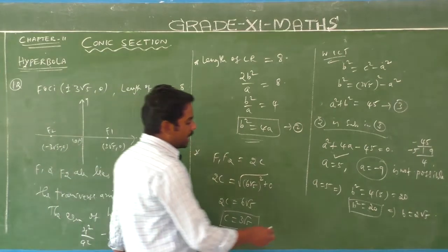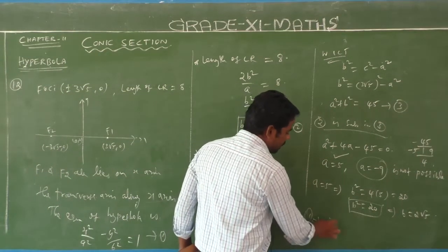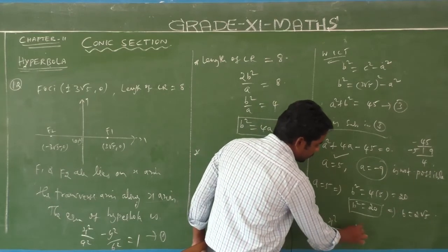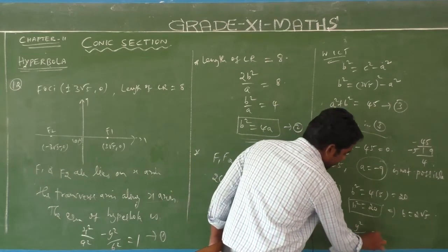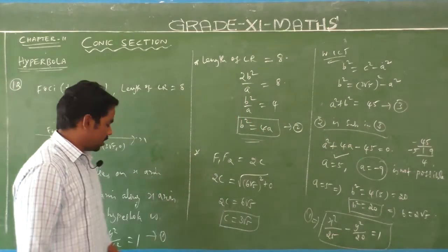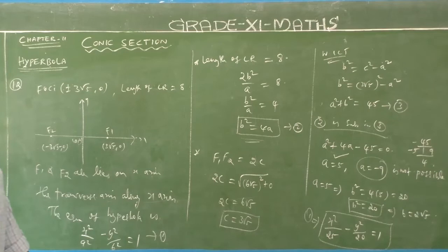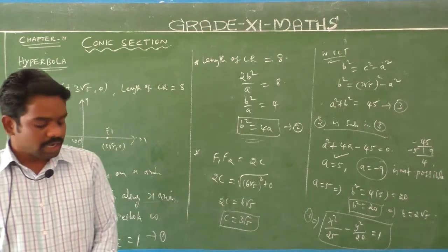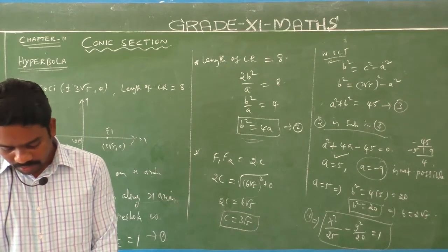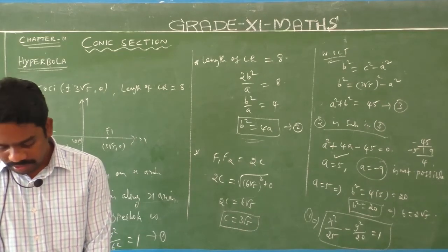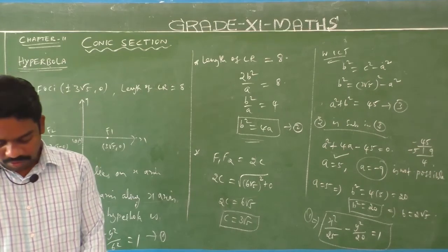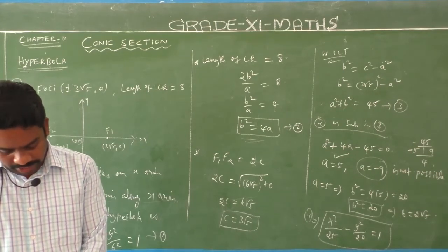So the required equation of the hyperbola, from equation number 1, is x squared by a squared, that is 5 squared, 25, minus y squared by b squared, that is 20, equal to 1. So the required equation of the hyperbola is x squared by 25 minus y squared by 20 equal to 1.